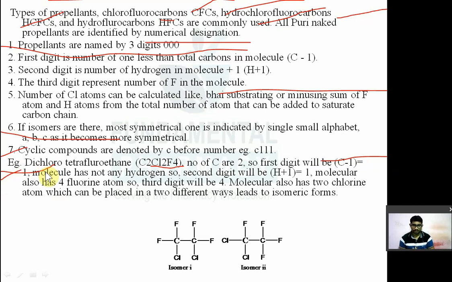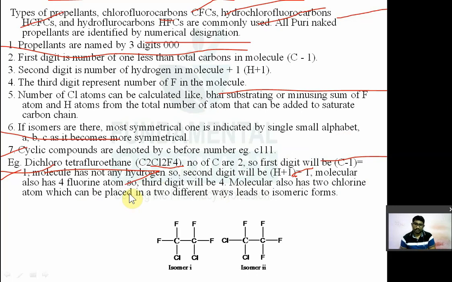Let's come to the second digit. This molecule does not contain any hydrogen. The second digit is for hydrogen, and the formula is H plus 1, where n means the total number of hydrogen in the molecule. Total hydrogen is 0, and 0 plus 1 is 1. So the second digit is also 1. The first digit is 1, the second digit is also 1. The molecule also consists of 4 fluorine atoms, so the third digit is 4. So 114 is dichlorotetrafluoroethane. It is known as 114.